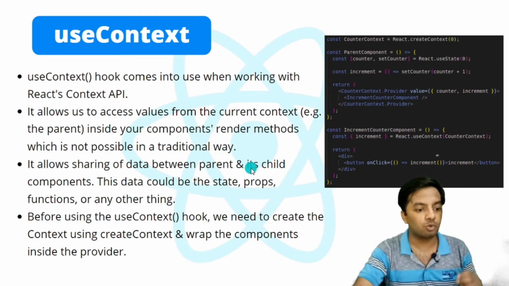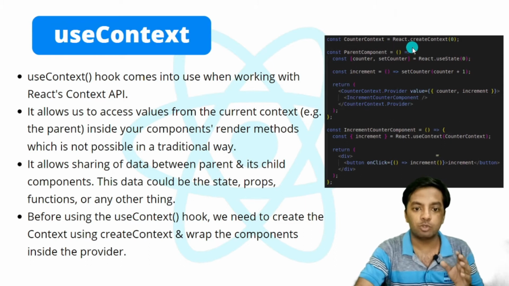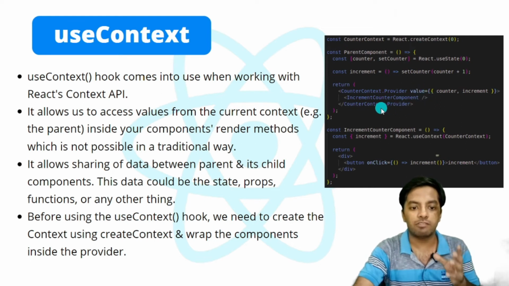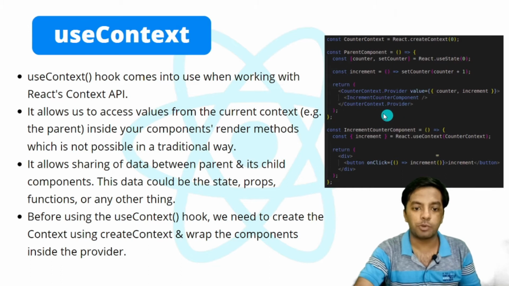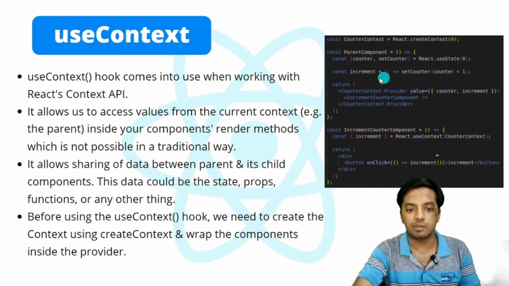Before using the useContext hook, we needed to create the context using createContext and wrap the components inside the provider. So we have to use createContext provided by React to create the context. Then we need to wrap our main function with the context.Provider. This CounterContext we created, so we wrapped our component with CounterContext.Provider. Now we can use the useContext hook inside this IncrementCounter component. These are the two values that we passed, counter and increment. Counter is the state value, and increment is the function.